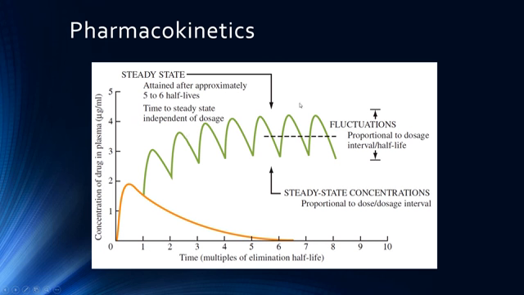and then eventually we'll get to this steady state where it's fluctuating within a certain range proportional to the dosage interval and half-life. So we look at dosage interval and half-life as a way to get that steady state. And again, steady state is attained at about 5 to 6 half-lives, so about 5.5 half-lives. So for example, if you have a drug that has a half-life of 24 hours, we'll take that because it's convenient, on the 5th or 6th day, somewhere in there is where you're going to achieve steady state. So that's the point at which you'll have a nice steady concentration.